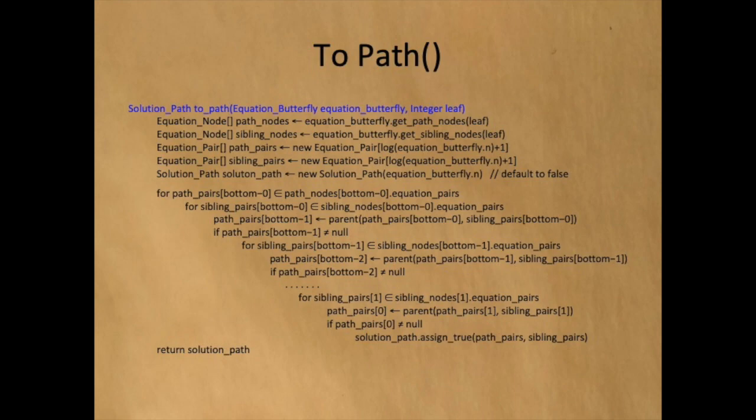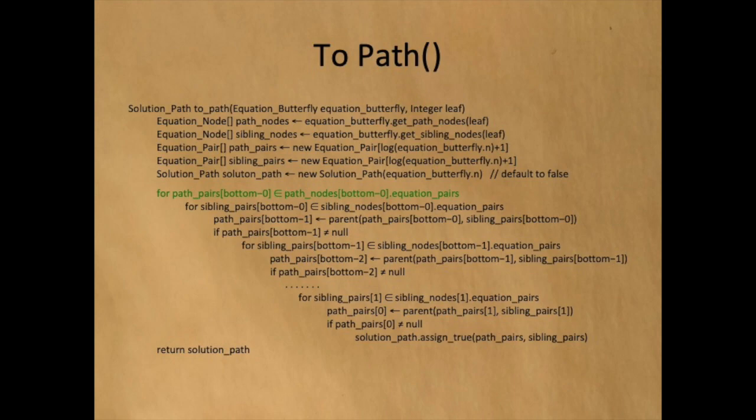First, the function creates 4 temporary variables and 1 return variable. The array's path nodes and sibling nodes simplify the logic. The array's path pairs and sibling pairs will be filled in by the logic below. They will be used to construct a series of addresses that will be used to identify a specific cell in the solution path fractal. Solution path identifies which sequences of addresses along a path are valid. Solution path will be the returned fractal structure.